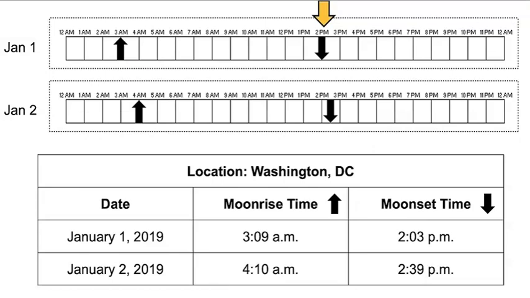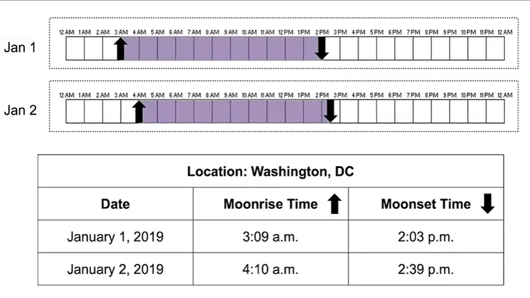Now let's look at January 2nd. Count the boxes. How many boxes did you count? I counted 10.5 boxes. So the moon is visible for 10.5 hours between moonrise and moonset on January 2nd. How can we show the total length of time the moon is visible on the timelines? I know. Let's color in the space between the moonrise and moonset times on both days. Great work.